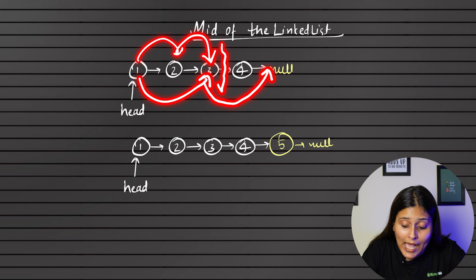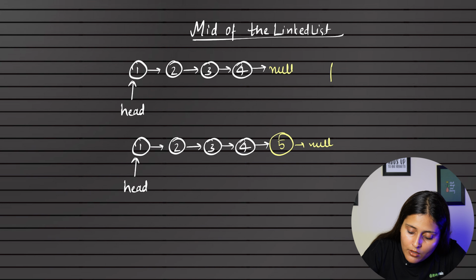Correct? Now as fast has become null, what do you have to return? Slow, which is 3. Okay. So in this case, when fast became null, you will return your answer.